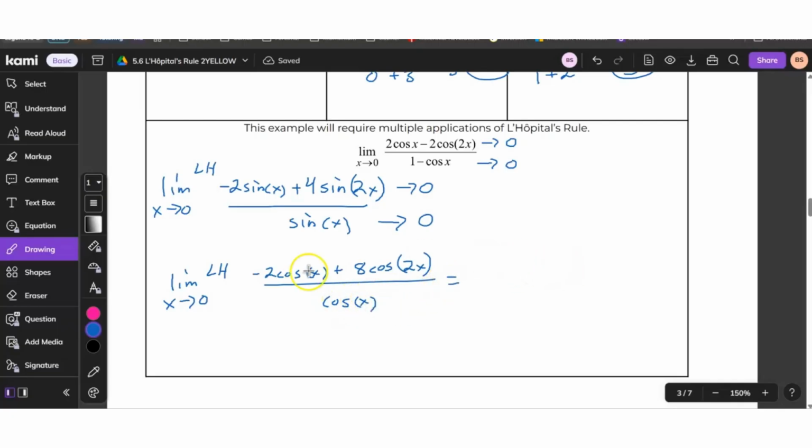Let's plug in 0. Cosine of 0 is 1, therefore it's -2. Cosine of 0 is 1, therefore it's 8. Cosine of 0 is 1. We get 6. Amazing.